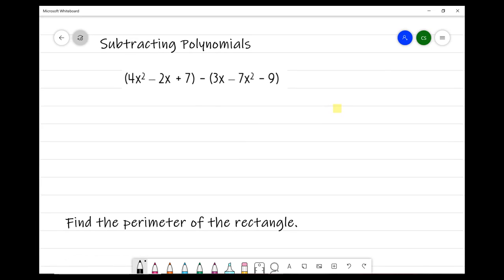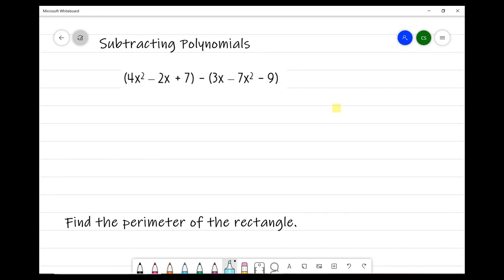Subtracting polynomials. Paying attention to my operation in the middle, that's letting me know that I am subtracting these two polynomials. It's going to work a little bit differently because I'm subtracting the second polynomial from the first one. The first one is 4x squared minus 2x plus 7. And they want me to take away 3 positives from negative 2x.